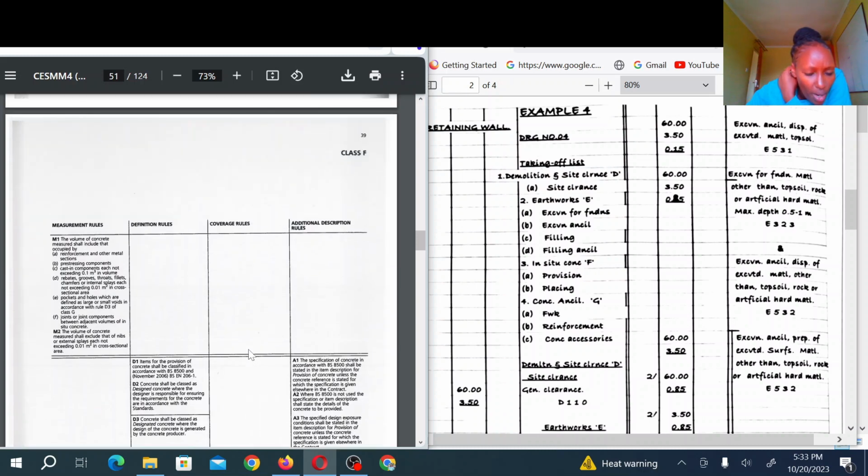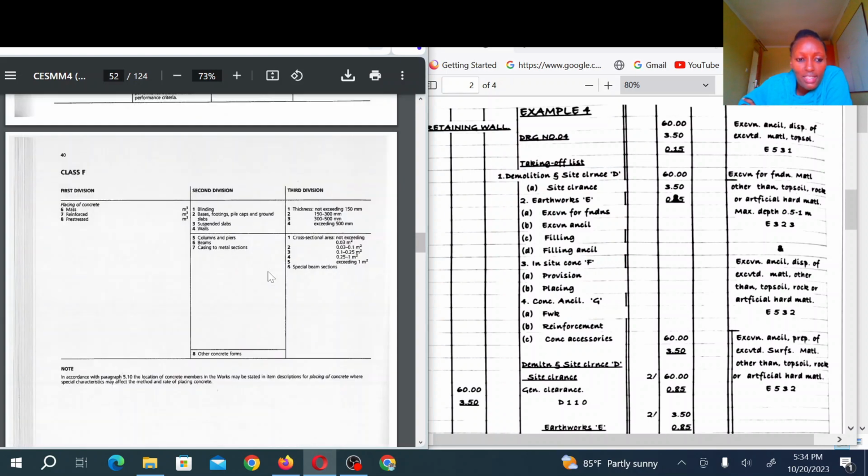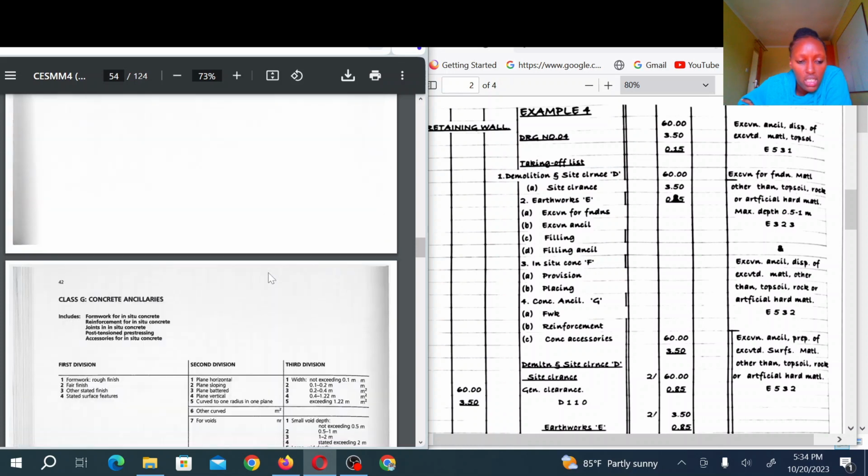If you want to know more about the provision of concrete, how it should be measured, you shall come to the measurement rules. The volumes of concrete measured shall include that occupied by reinforcement and other metal sections, pre-stressing components, casting components, and such. So, we shall provide the concrete, measure for the provision of concrete, then also placing of the concrete. Then, we shall go to concrete auxiliaries, and concrete auxiliaries is in Class G.